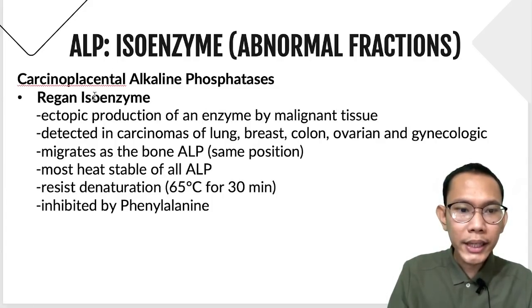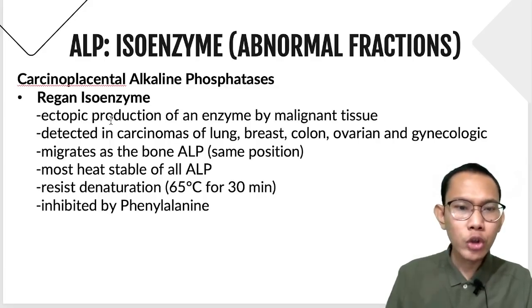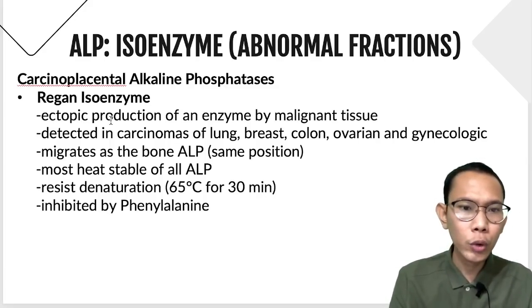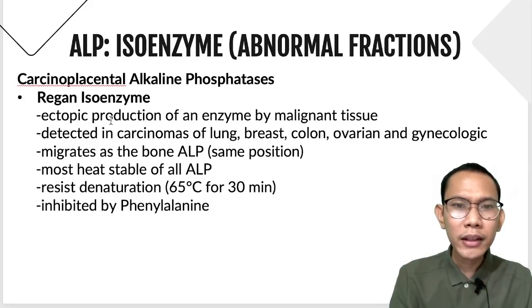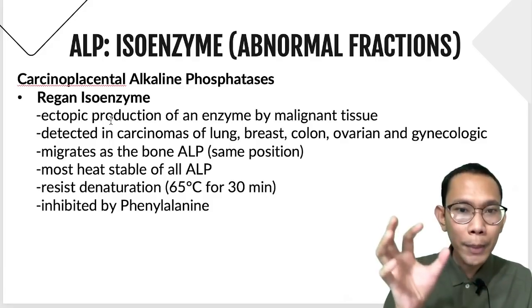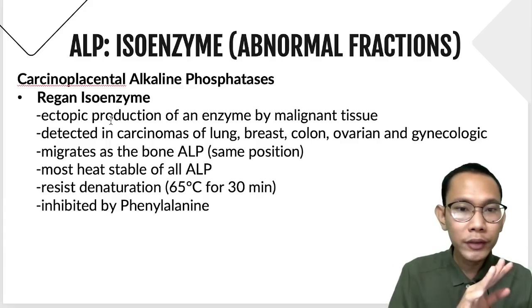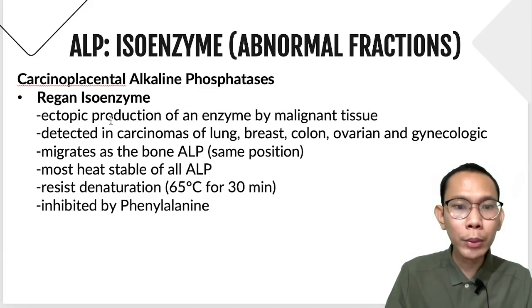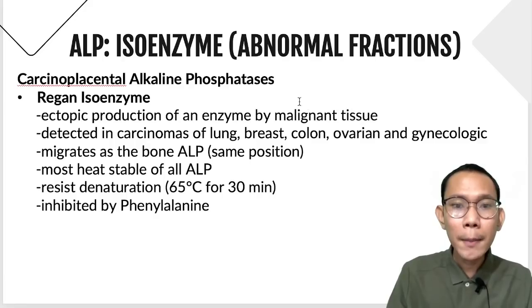Sige, let's talk about your Regan isoenzyme. Your Regan isoenzyme, ectopic production of an enzyme by malignant tissue. So, there could be an ectopic production. Pag sinabi natin ectopic, anong ibig sabihin ng ectopic? Diba? We have an ectopic pregnancy. Pag sinabi natin ectopic pregnancy, meaning the baby or the fetus is growing not on the proper location. Hindi dapat, diba? Dapat nasa uterus. However, once it becomes ectopic, it could grow in any part of the body. Most likely, ang pinaka-common na ectopic pregnancy, saan matatagpuan? It's in your fallopian tube. So, similar terminology, ectopic meaning in a different location by the presence of a malignant tissue.